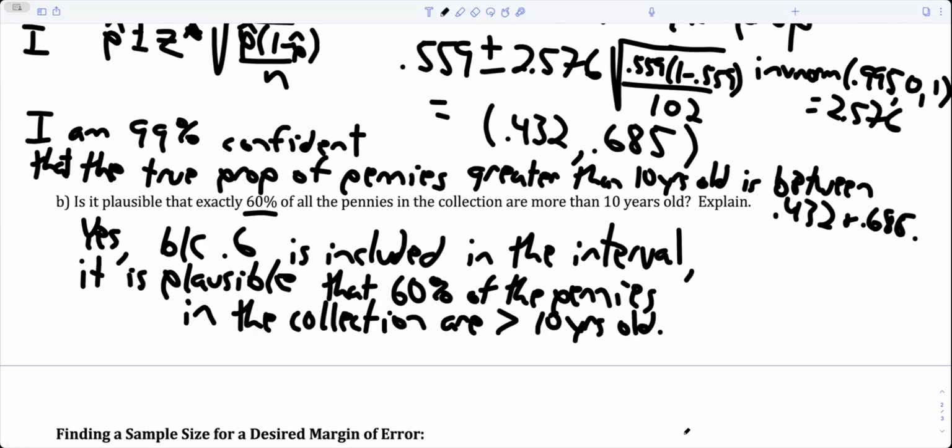Provided that you gave certain information, okay? But you should always say there is convincing evidence that, and then put it in context, or say there is not convincing evidence. So like this, is it plausible that exactly 60% of the pennies in the collection are more than 10 years old? Well, yes, because 0.6 is included in the interval, right? But the language, which we will get to later, is important. Okay, so we say, yes, it is plausible because, or there is convincing evidence because, or there's not convincing evidence.